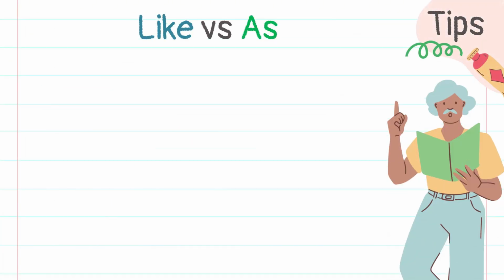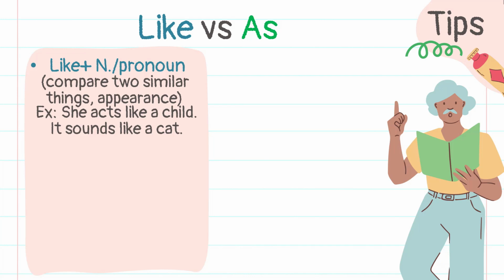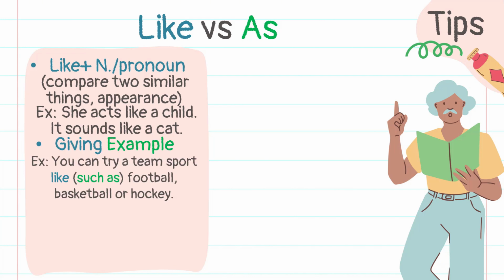You learn how to compare between like and as. So what is the difference? For like, we use it with a noun or pronoun when we compare two things, or we talk about appearance. Example: She acts like a child. It sounds like a cat. Or you can use like or say as for examples. Example: you can try a team sport like, or you can say such as, football, basketball, or hockey.